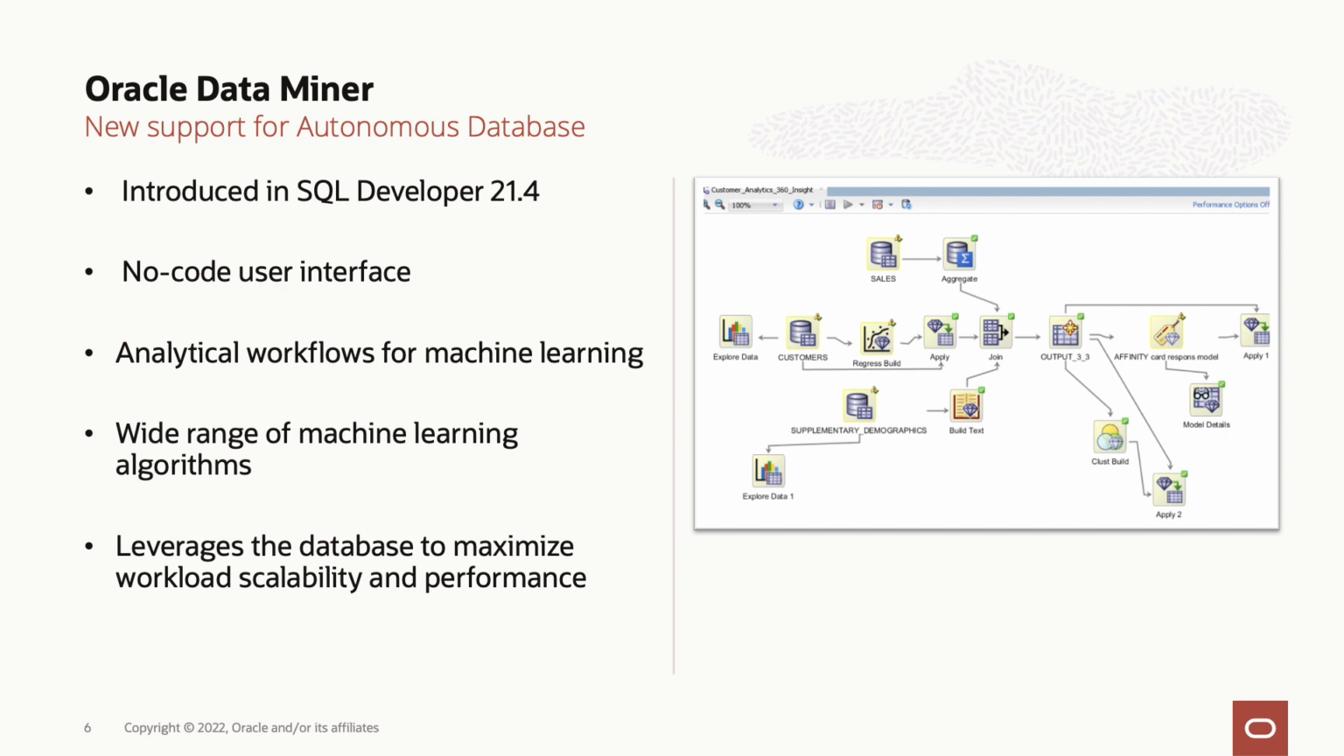If you're not already familiar with Oracle Data Miner, it's a drag and drop, code-free machine learning environment that automates your machine learning workflow. It has steps for data preparation, model building, and model evaluation, and it supports machine learning algorithms for regression, classification, anomaly detection, association, and feature selection. The machine learning algorithms are part of the Oracle Machine Learning in Database algorithms. They work on your database tables and views, and they leverage the database to maximize your workload scalability and performance.